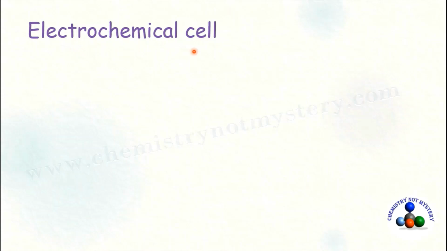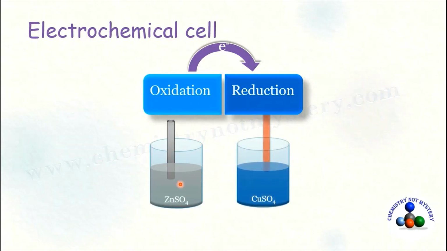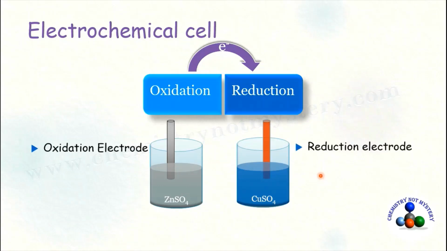In electrochemical cell, oxidation and reduction reactions are physically separated so that we can use the flow of electron to generate electricity. For the construction of electrochemical cell, 2 electrodes are taken. One is oxidation electrode and other one is reduction electrode. In oxidation electrode, zinc electrode is dipped in zinc sulfate solution. And for reduction electrode, copper electrode is dipped in copper sulfate solution.